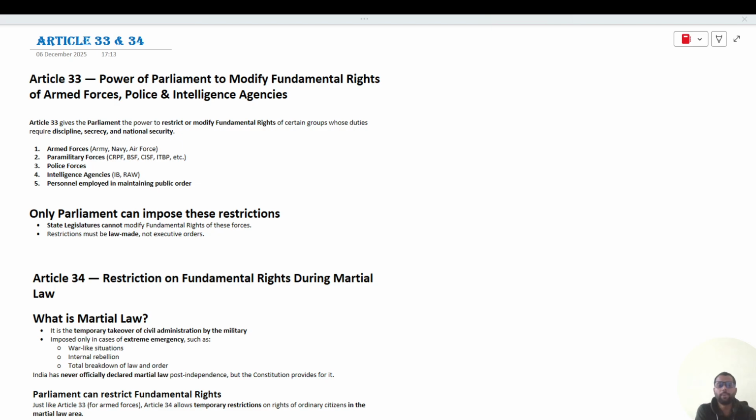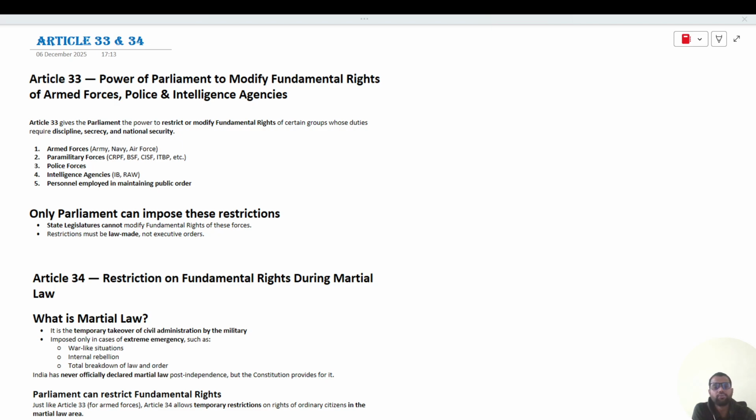Article 33 empowers Parliament to restrict or modify the fundamental rights of members of the armed forces, paramilitary forces, police, or intelligence agencies, because the nature of the service these are related to demands anytime and every time service. The nature is so serious that obviously the fundamental rights to some extent should be modified when it comes to national security, which is handled by these agencies. These restrictions are necessary to maintain discipline, security, and efficiency.